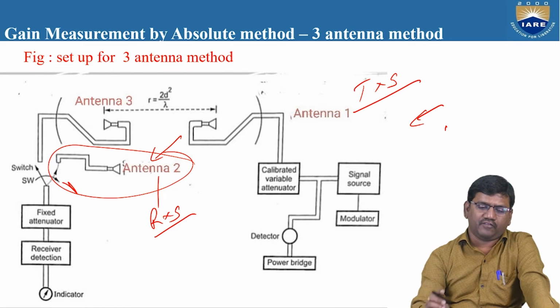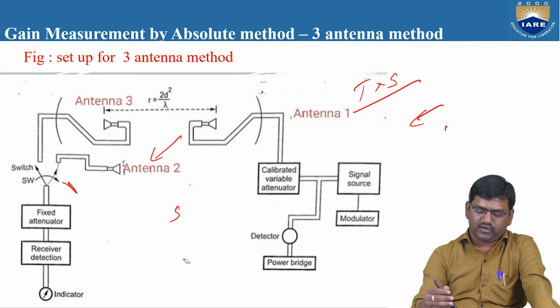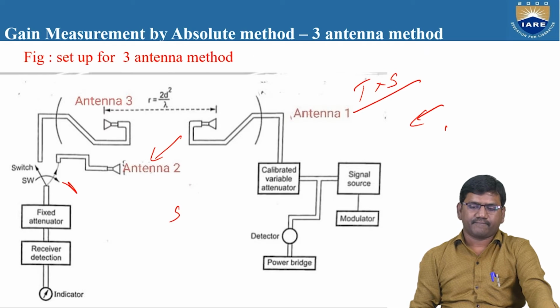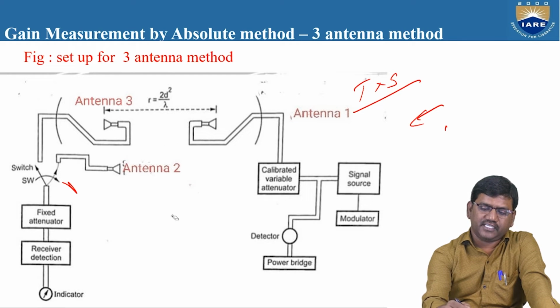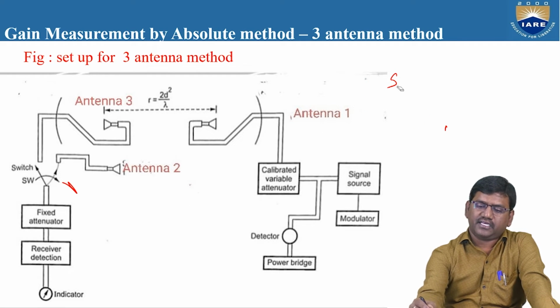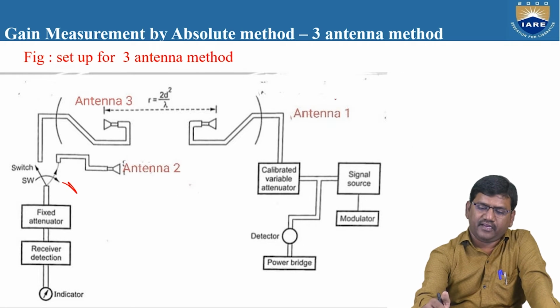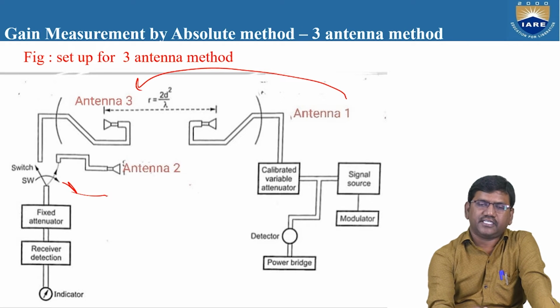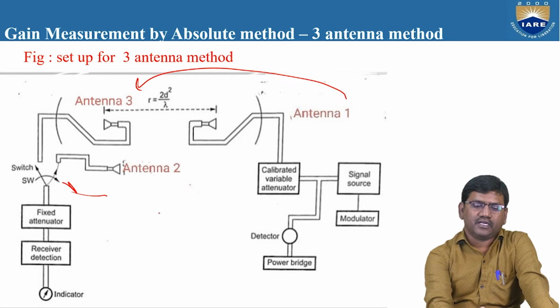Now after noting down, what we are going to do here is combine G1 and G3. In the first case, antenna 1 and antenna 2 have been combined. In the second case, combine 1 and 3. That means the switch is disconnected from antenna 2, and now the switch is connected to antenna number 3.